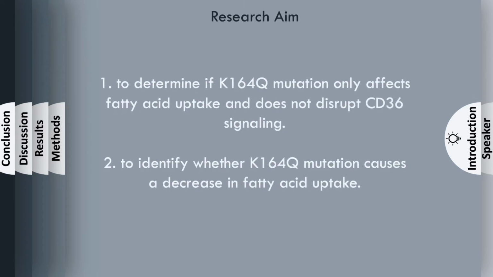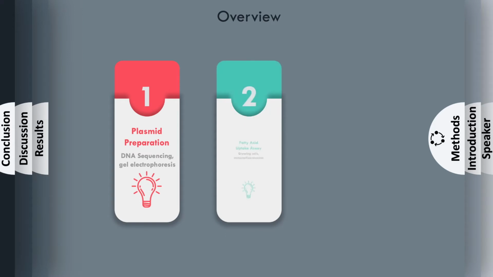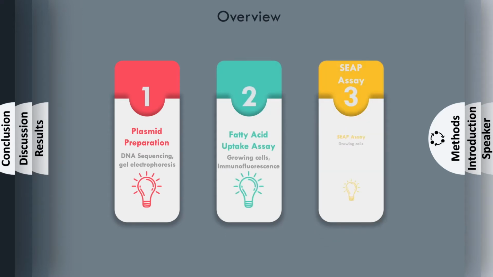The research aims of the project are as follows: to determine if the mutation only affects fatty acid uptake and does not disrupt the CD36 signaling, and to identify whether the mutation causes a decrease in the fatty acid uptake of our cells. We studied the research aims by three means: DNA isolation, a fatty acid uptake assay, and a SEAP assay.